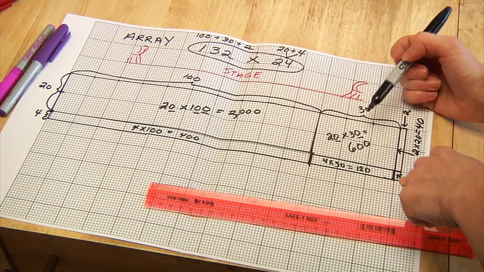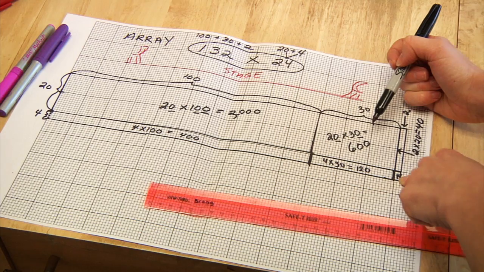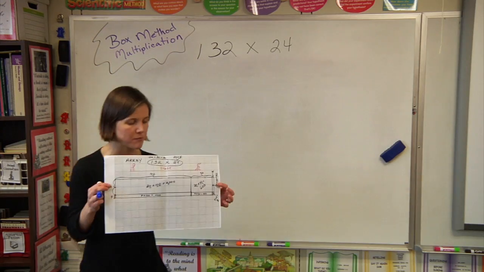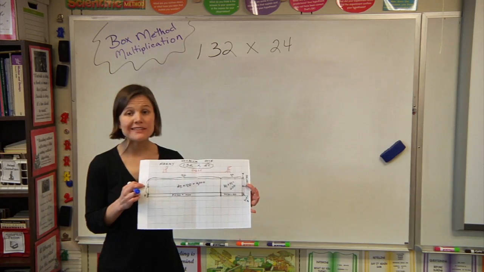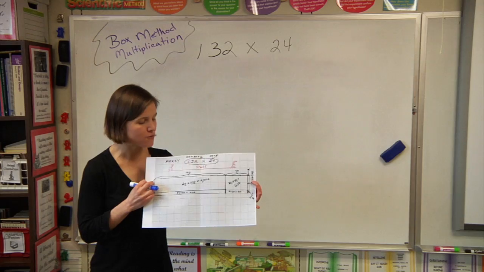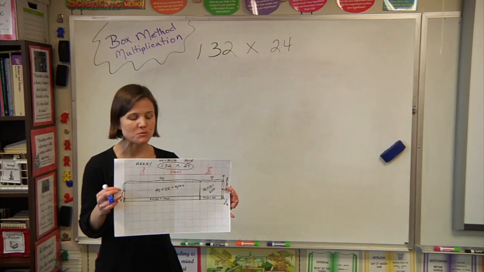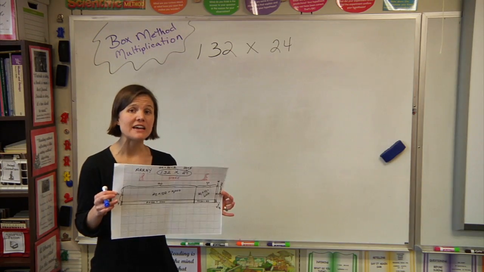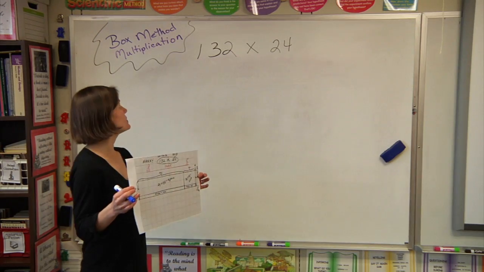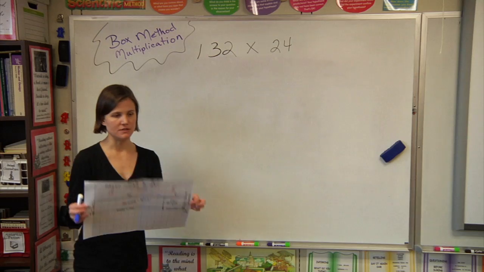I'm going to show you how this is done using the box method on the board. All right, so we've seen on the graph paper how you can break up a really large array, as large as 132 by 24, into smaller, more manageable chunks, things that we can multiply in our head. Now I'm going to show you how to do that on the board using the box method of multiplication.